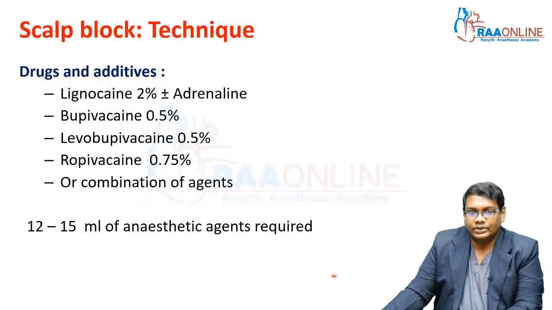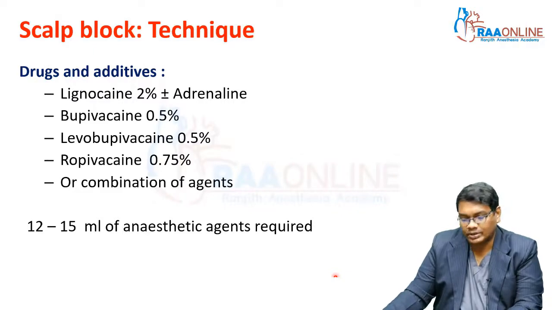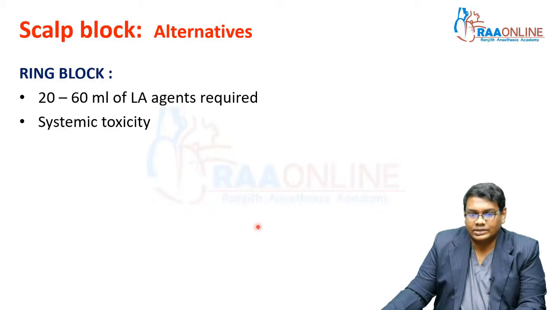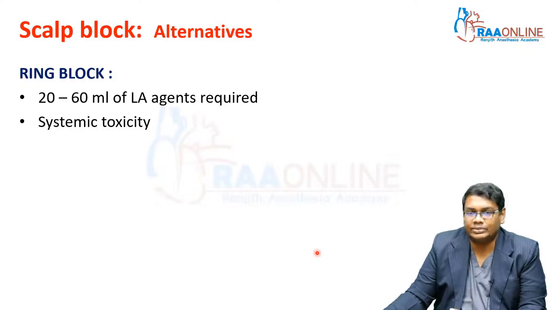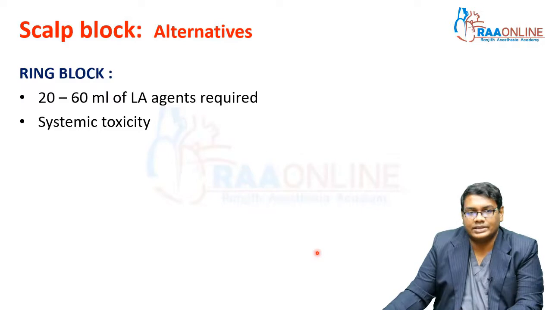So, we can use lignocaine with or without adrenaline, bupivacaine, levobupivacaine, ropivacaine or a combination of agents also. It will take around 12 to 15 ml of anesthetic agents for this scalp block. Sometimes we can give a ring block throughout the circumference of the scalp. We can inject local anesthetic agent, but it will need 20 to 60 ml of agents. So, we had better dilute the agents and give. Scalp is a highly vascular area, so this ring block can cause systemic toxicity.